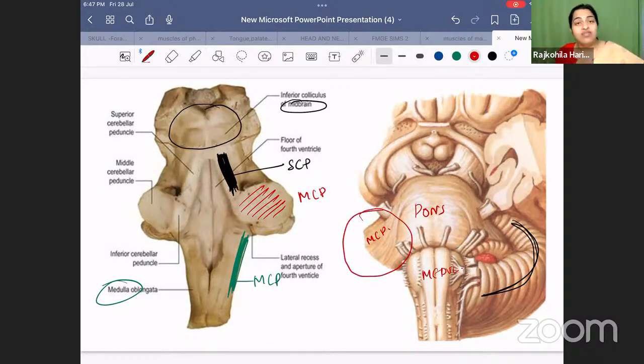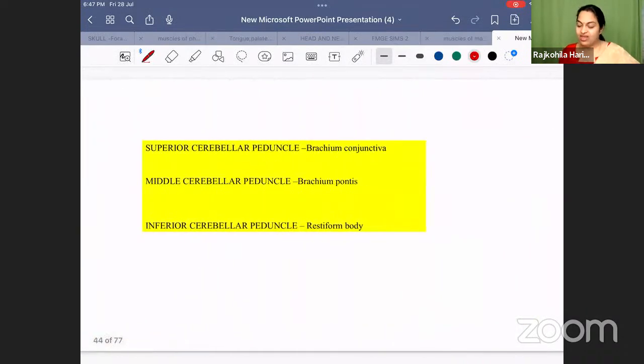The superior and inferior cerebellar peduncles are more visible in the dorsal view. This is the ventral view where you can make out easily the middle cerebellar peduncle connecting the pons with the cerebellum, right? The superior cerebellar peduncle is also called the brachium conjunctivum. Middle cerebellar peduncle, brachium pontis. The other name for inferior cerebellar peduncle is restiform body.